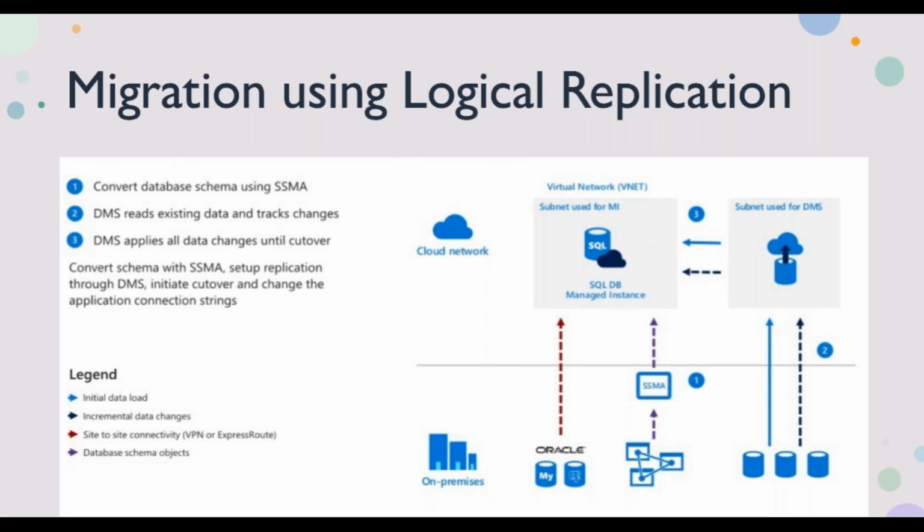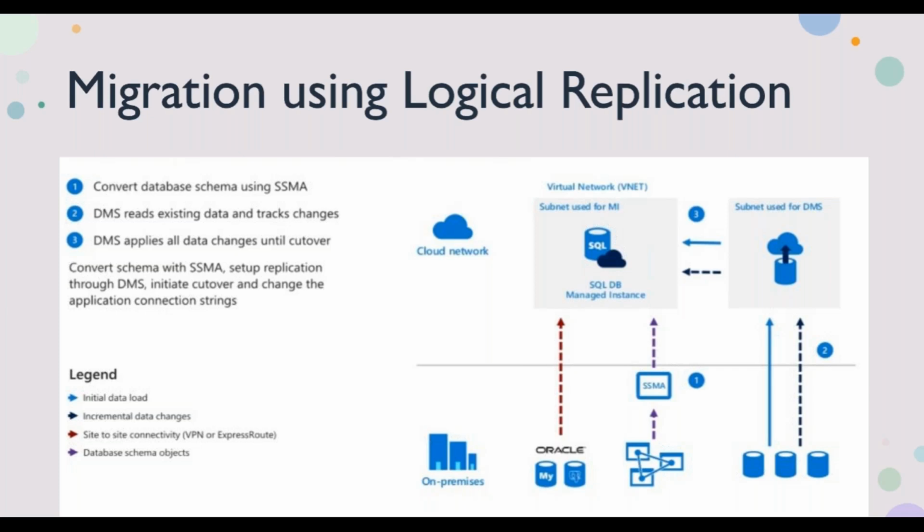So I'm just talking about these two simple things to give you an idea of how it can happen. If you can see here, we are doing a logical replication. Here you can see the four things: one is the initial data load, then the incremental data changes, where we need a site-to-site data connectivity, and the database schema objects that will be available.